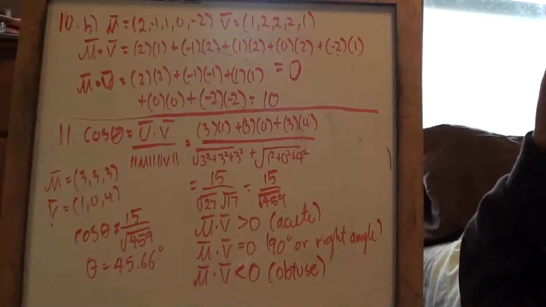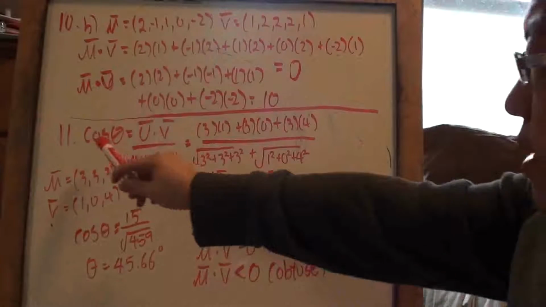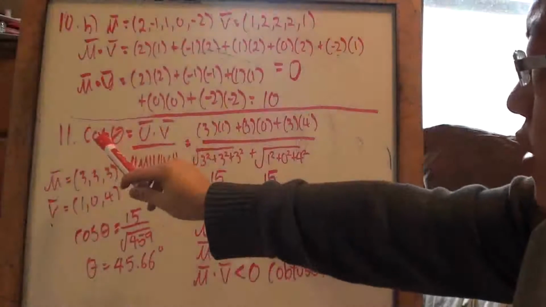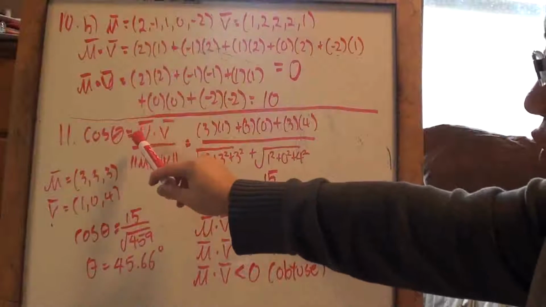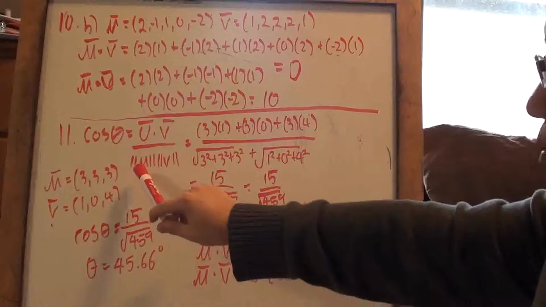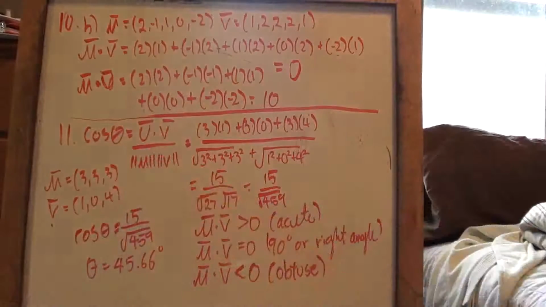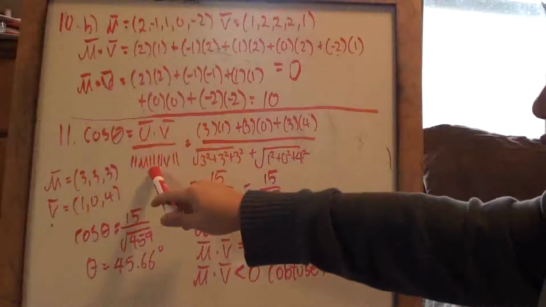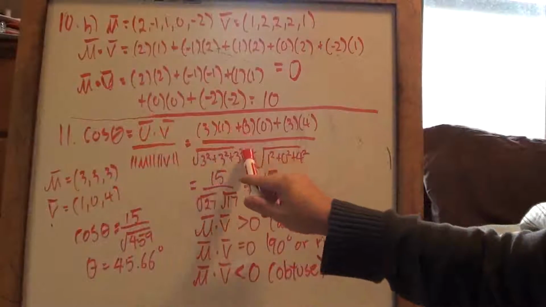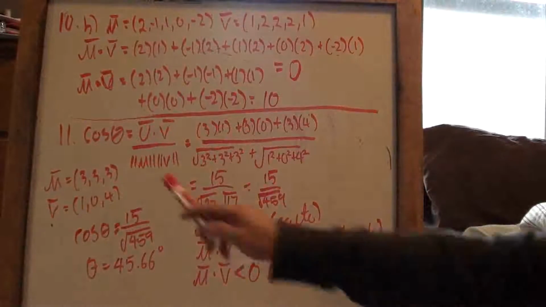For 11, we're going to be introduced to a new concept with a new formula. Cos angle equals the dot product of vectors u and v divided by the product of the norms of u and v. So relatively straightforward. Now we know how to do the dot product and we know how to find the norm, so just punch it through just like what we did. These are the two vectors.